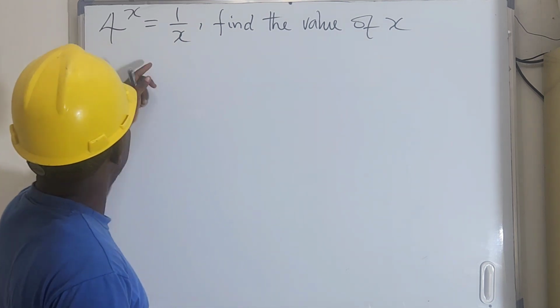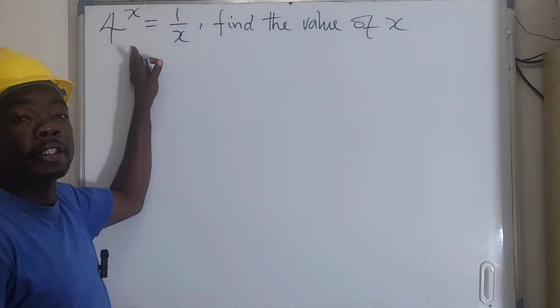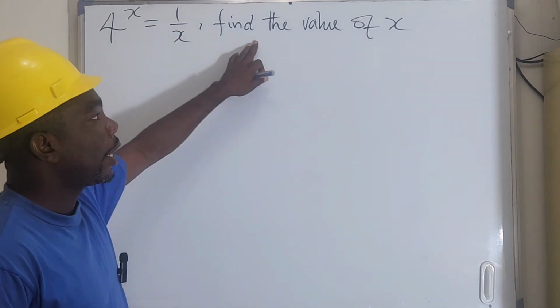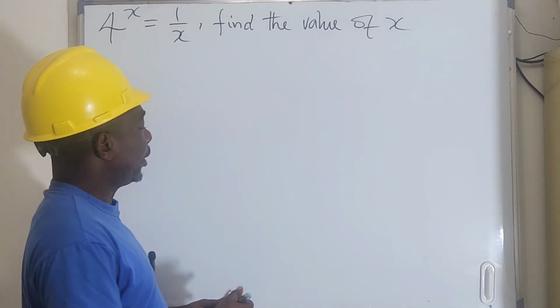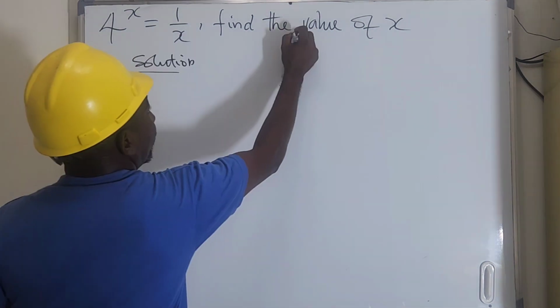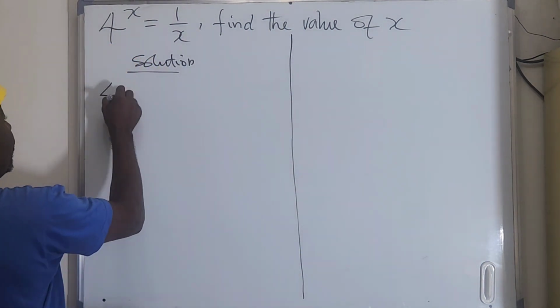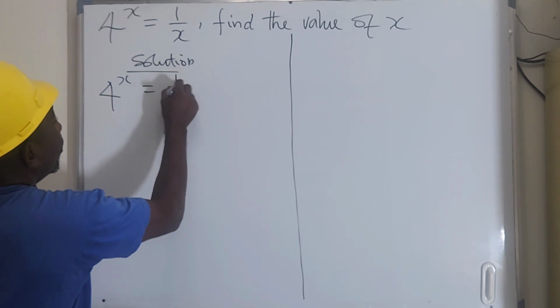Today we are looking at this question, which says 4 raised to the power of x equals 1 all over x, and we are asked to find the value of x. So in this case, we have a solution. We are given 4 raised to the power of x equals 1 all over x.